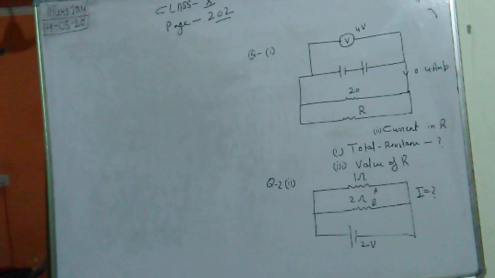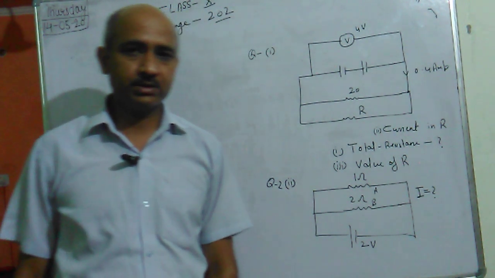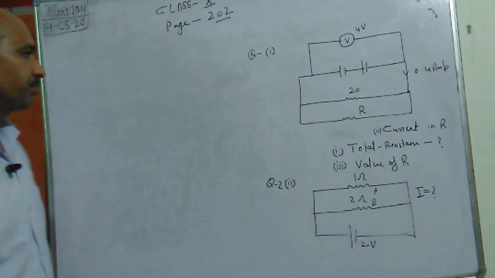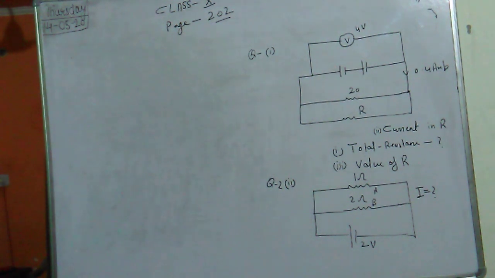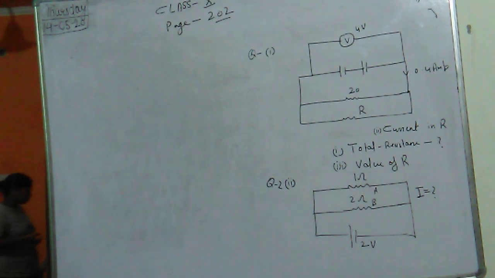Today we are doing some numericals on page number 202 in your book itself. These are the questions from the electrical resistance itself. Like current electricity, I have picked up two questions. Question number 1, let us understand the question first. What we have to do in this question.